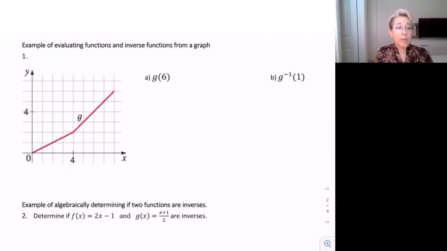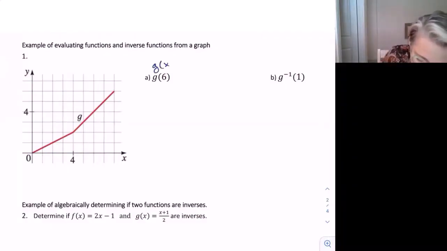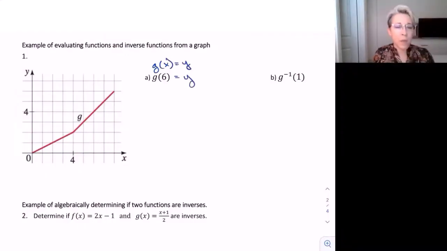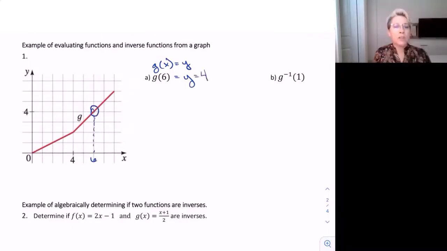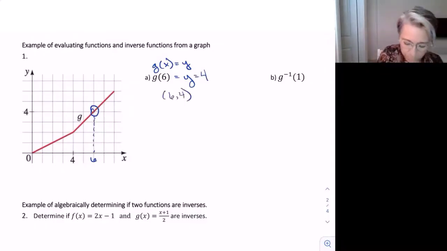So our first example, we're going to be evaluating functions and inverse functions by looking at a graph. In part A, it asks us to find g of 6. Well, notice the graph that's being given there is the g function. So they are giving us the x value, which means they're wanting us to find the y value. Well, if x is 6, that would be right here. We can move up and we find that the y value is 4. So g of 6 equals 4. That tells us we have the point (6, 4) on g.